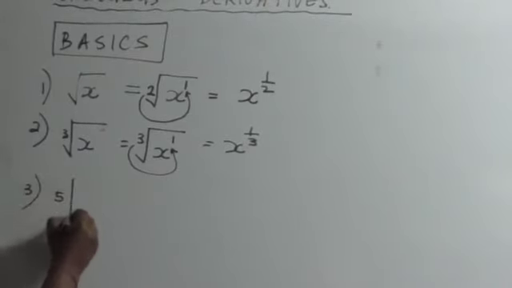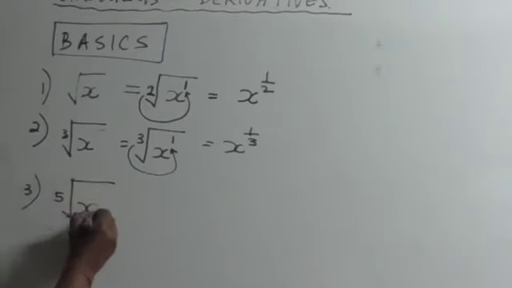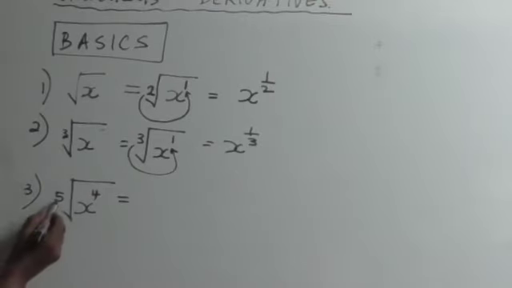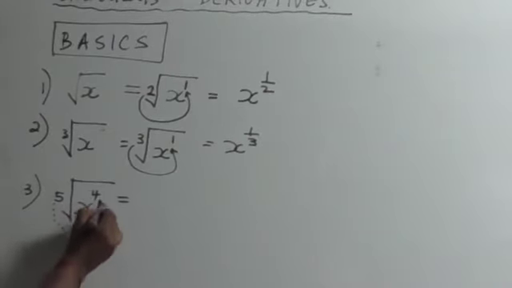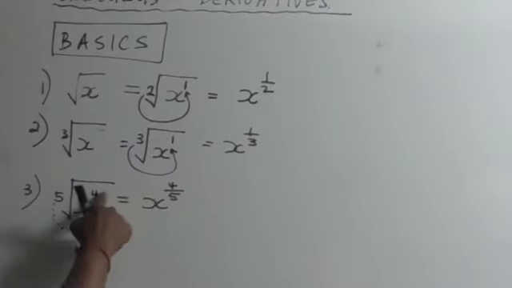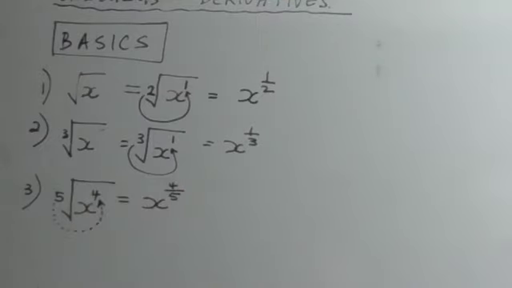Now let's take another example. Suppose you had fifth root of x to the 4. No problem, everything is written here. This is 5, this is 4. So this will go underneath there, and therefore this will become x to the 4 over 5. Remember, this one becomes the numerator. This one becomes a denominator. Alright, so you must know these basics.